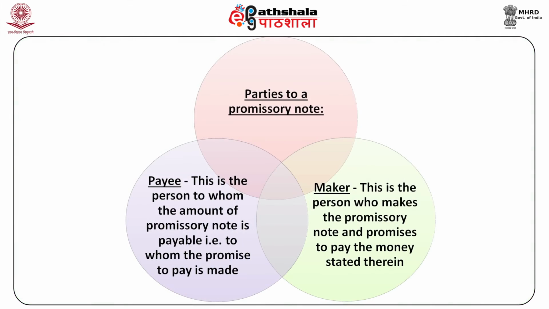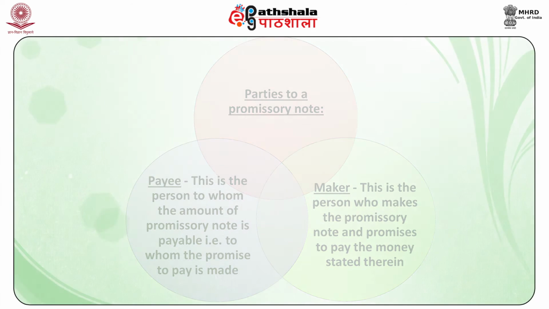Who are the parties? Parties to a promissory note are the maker and the payee. The maker is the person who makes the promissory note and promises to pay the money stated therein. The payee is the person to whom the amount mentioned in the promissory note is payable, that is, to whom the promise to pay is made.